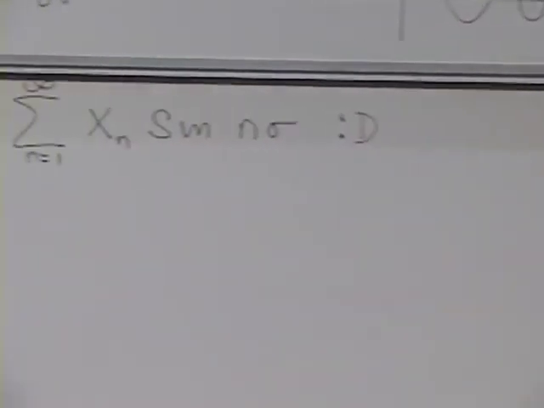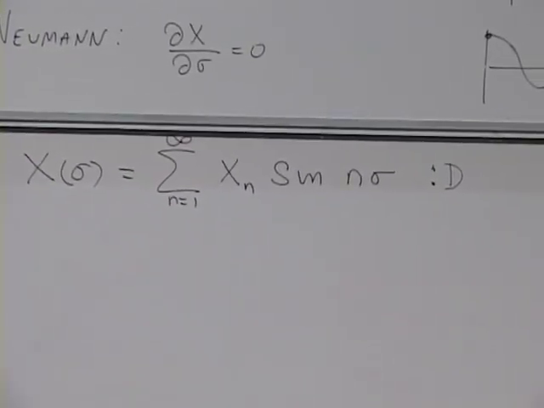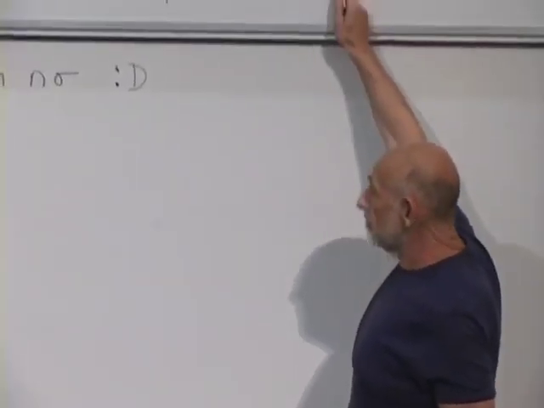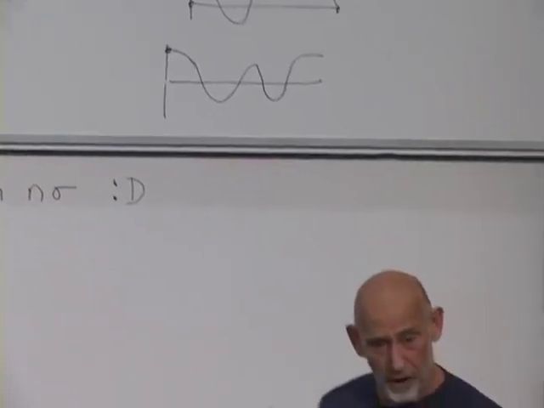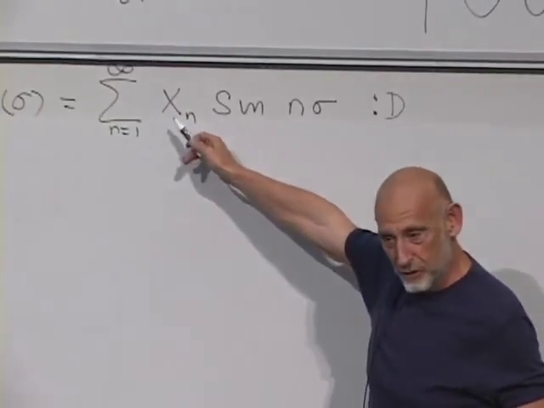What are the functions whose derivatives are 0 at 0 and pi? Cosine n sigma. Cosine n sigma for any n is flat at the endpoints. And there are enough cosines: cosine x, cosine 2x, cosine 3x. What is cosine of 0x, incidentally? What is sine of, let's begin with sine of 0x. Why didn't I start at n equals 0? What is sine of 0x? It's just sine of 0, right? Which is 0. So there's no point in putting in a term which is 0.